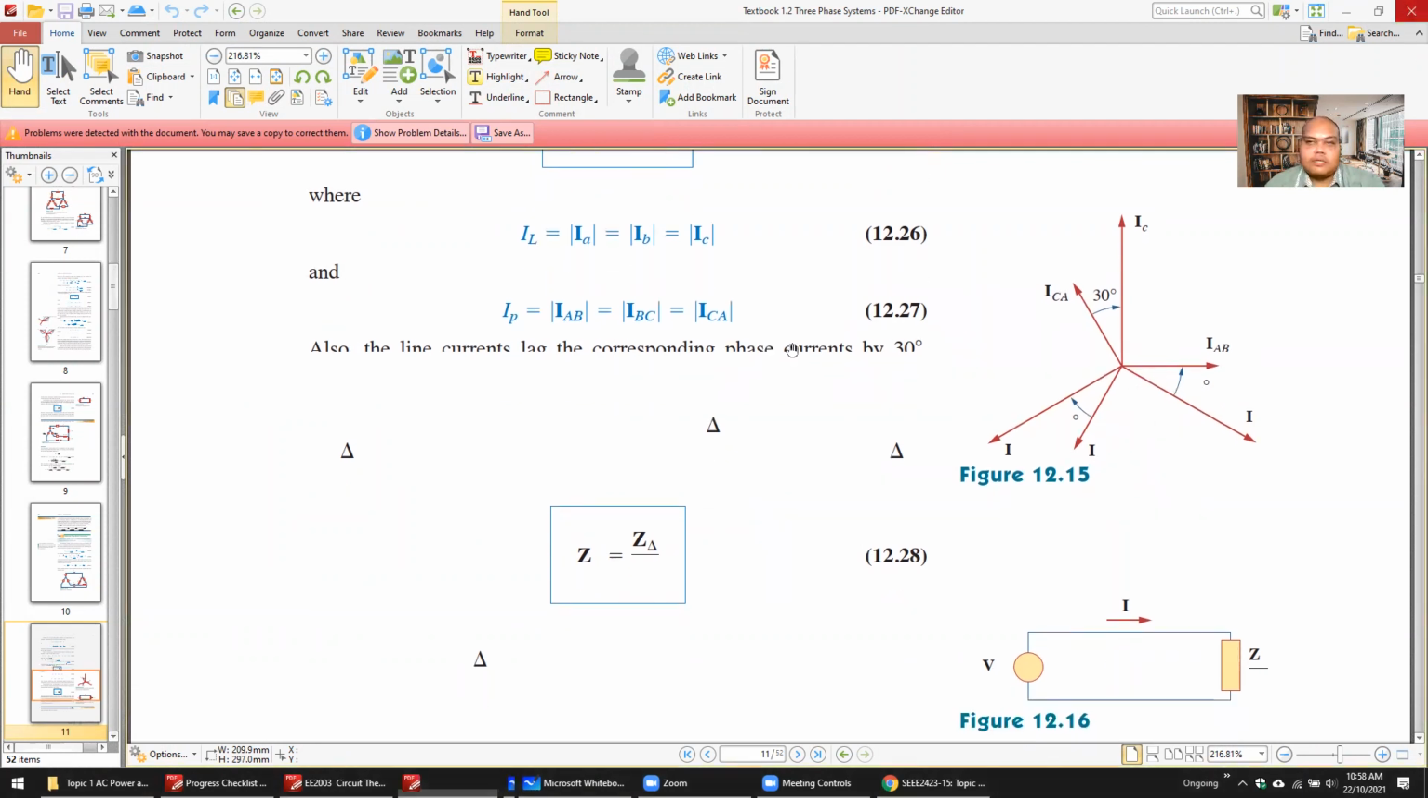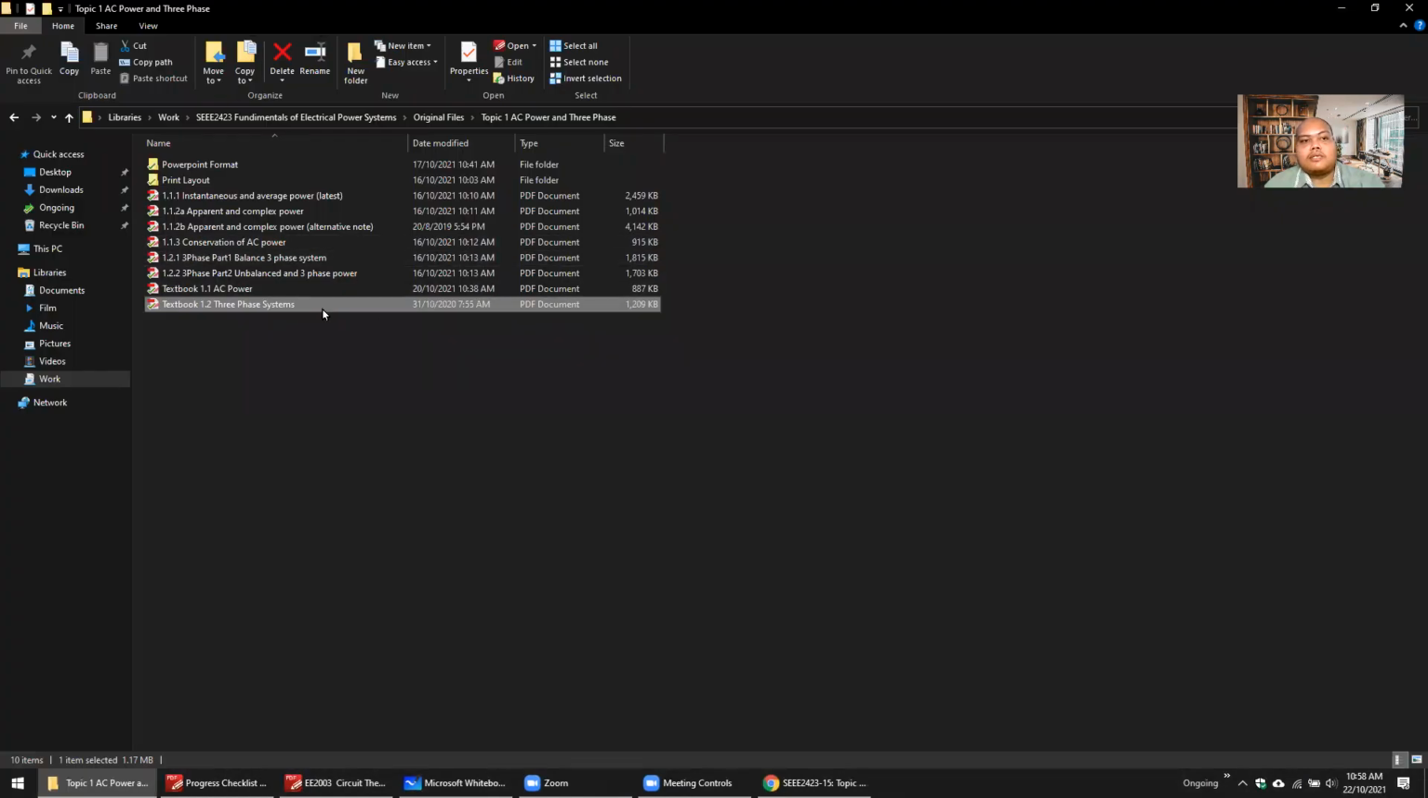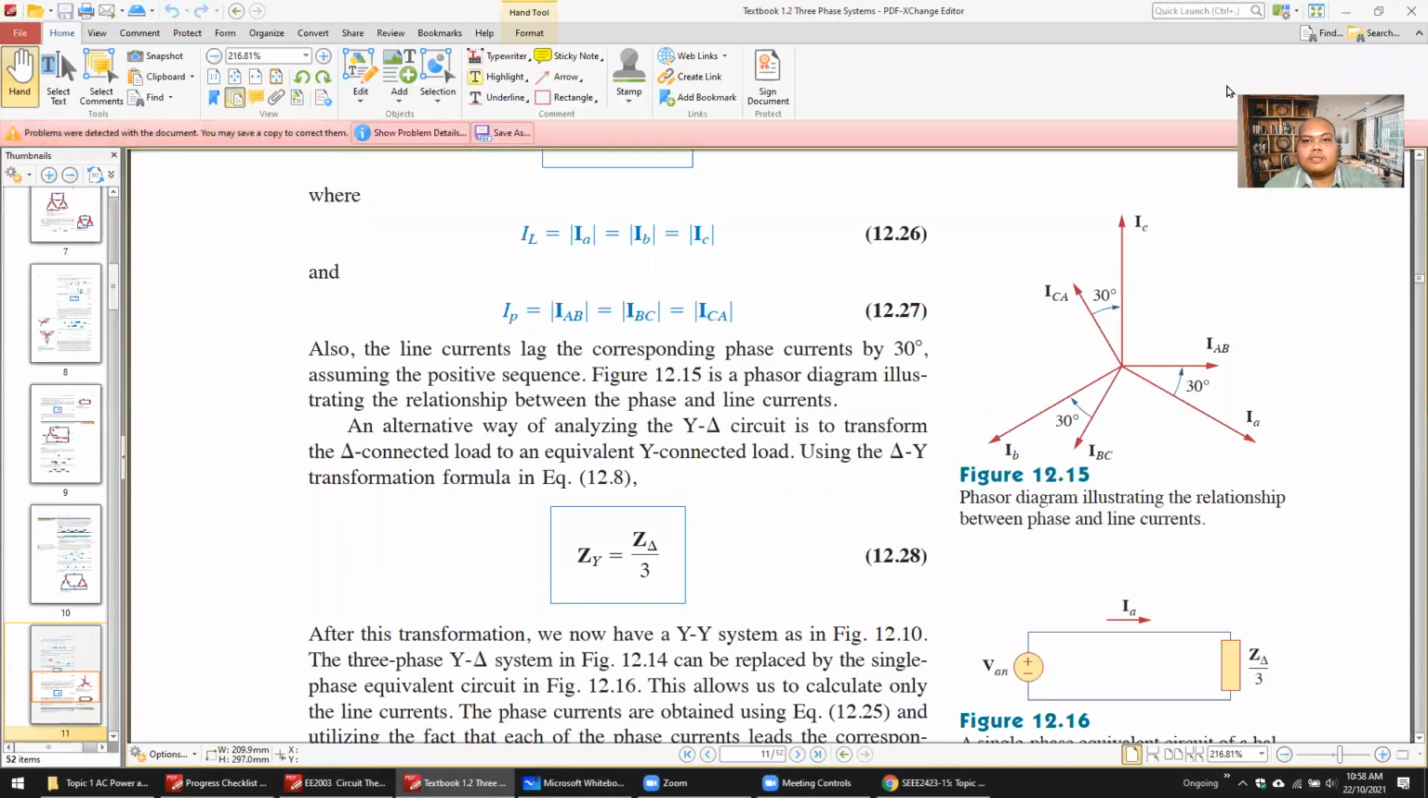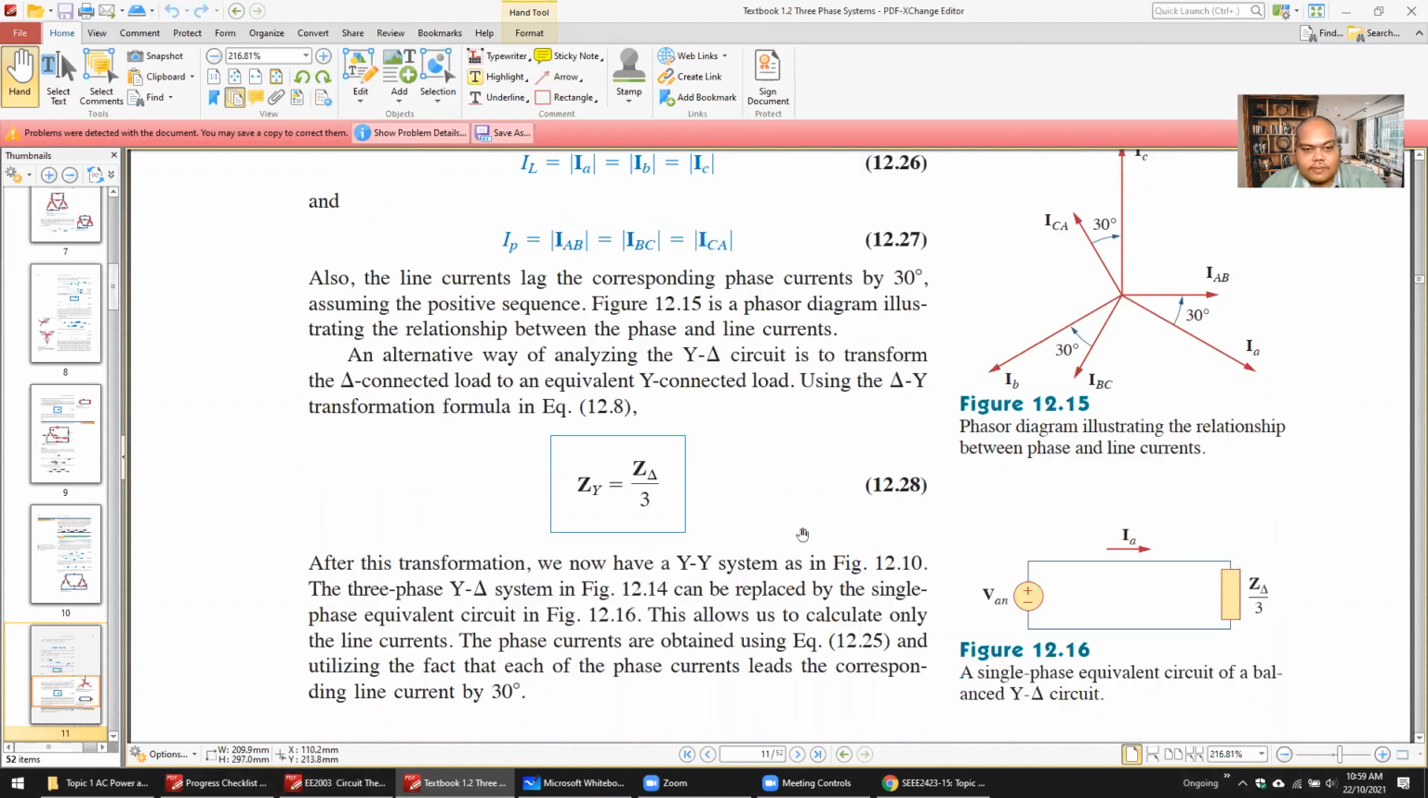So again, the book is broken. Let me open it back. Okay, see, this is the difference. Make sure you know which one is line current. The line current is IA, IB, IC, and the phase current is IAB, IBC, ICA. This is the phase current.